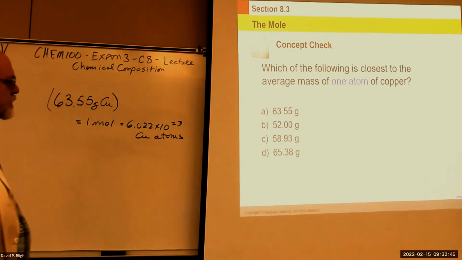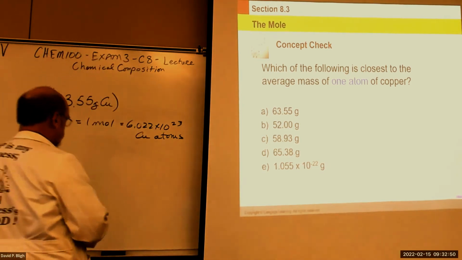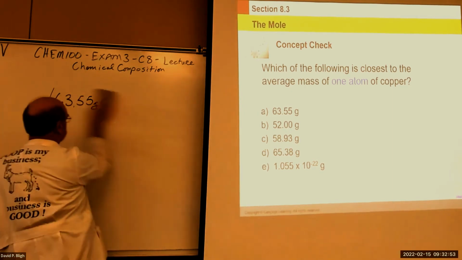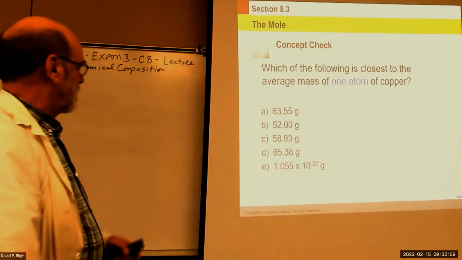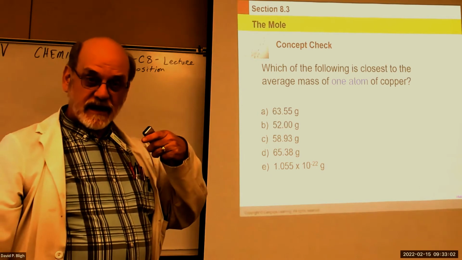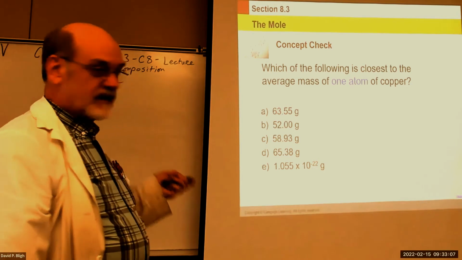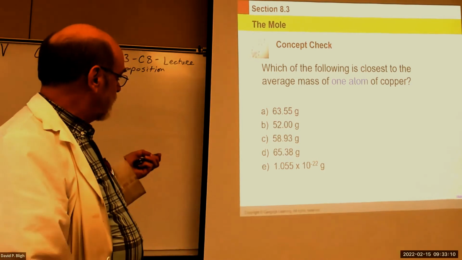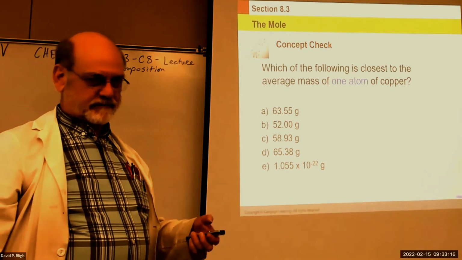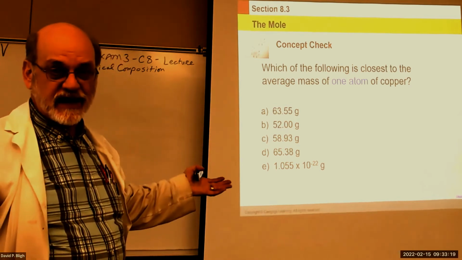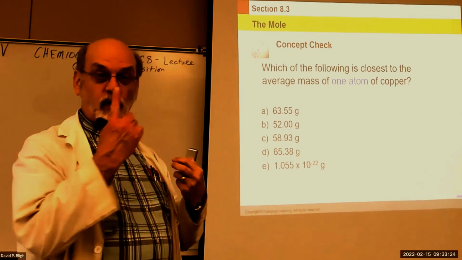Okay, which of the following is closest to the average mass of 1 atom of copper? I need to do something with this slide because if you're thinking, we just said that 10 to the 23rd atoms of copper is 63.55 grams, right? So it can't be 1 atom. These are all too big, way too big for 1 atom. So say if you were confronted with this on a test, you would say, well, it's simple. It's got to be that one, right? Because that's the only one small enough to represent 1 atom.